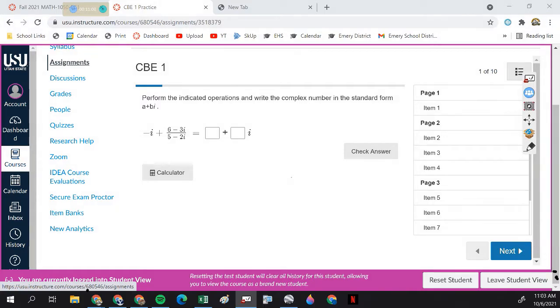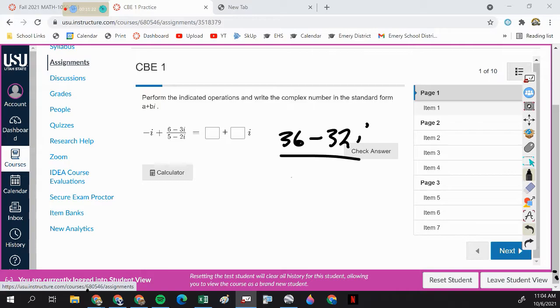Let's do... Oh, sorry. Yes. Oh, good. Thank you. So we had 36 minus 32i over 29. So how would I split this into two fractions? It would just be 36 over 29 and 32 over 29. Oh, and this one would have to be negative. Good catch. Thank you. So those are the same, right? We've just separated the fraction into its two halves. Okay.